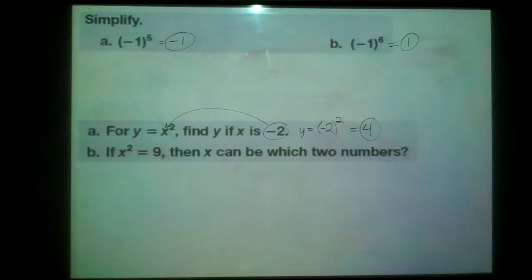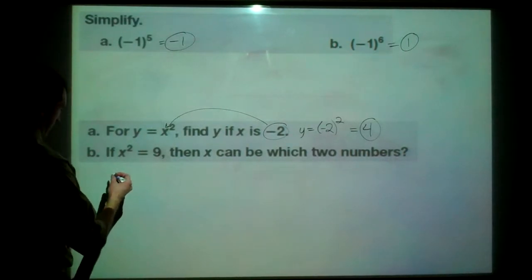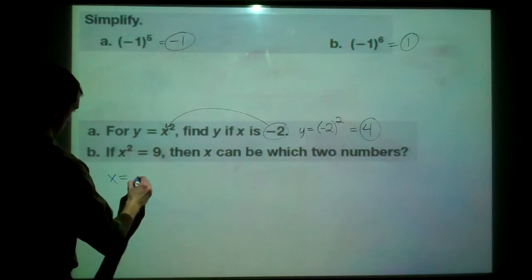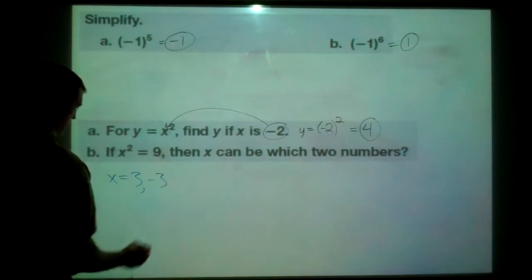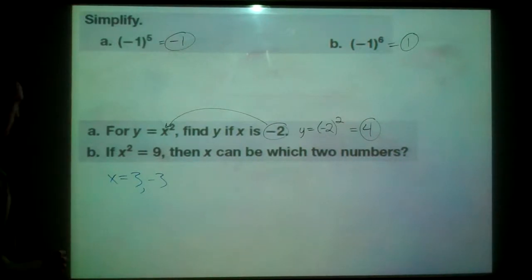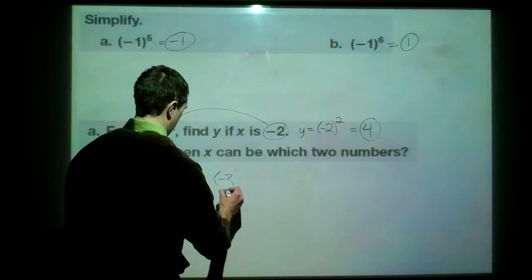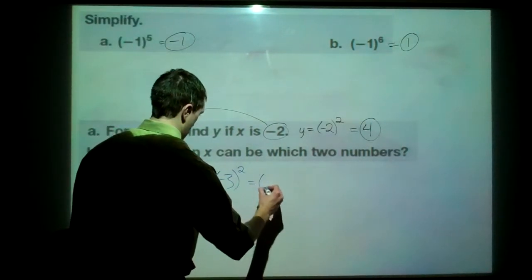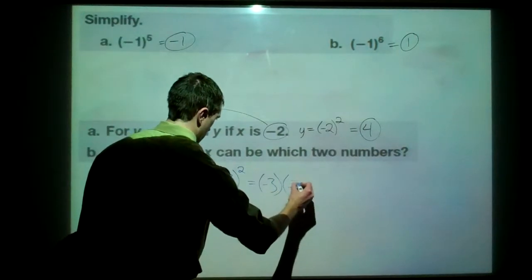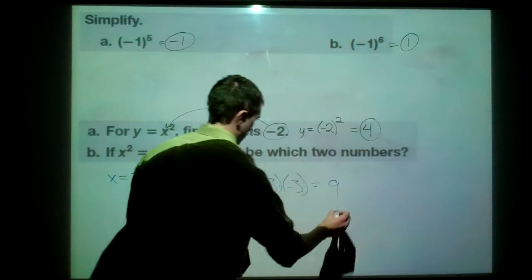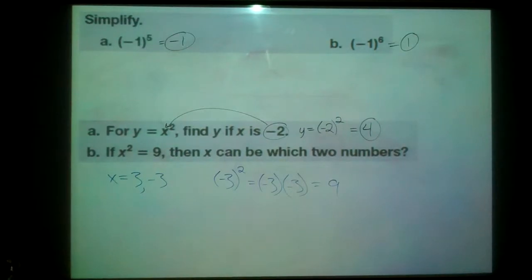But now that we know things about our integers, we know that 2 negatives can multiply to give us a positive. So can't x also be -3? Yes, it can, because 3 times 3 gives us 9, but so does -3 times -3. That also gives us 9. So x can be +3, it can also be -3.